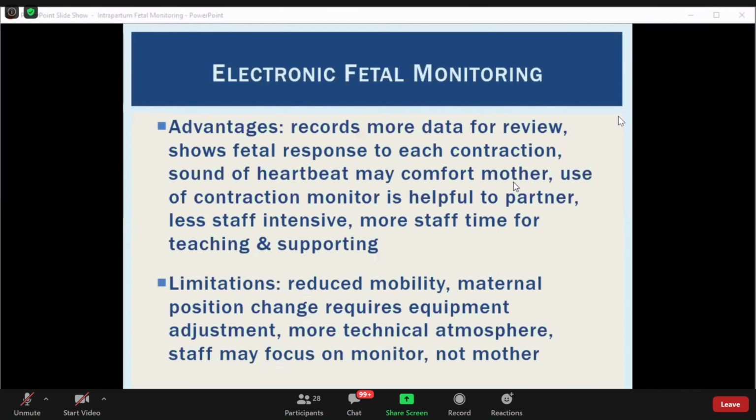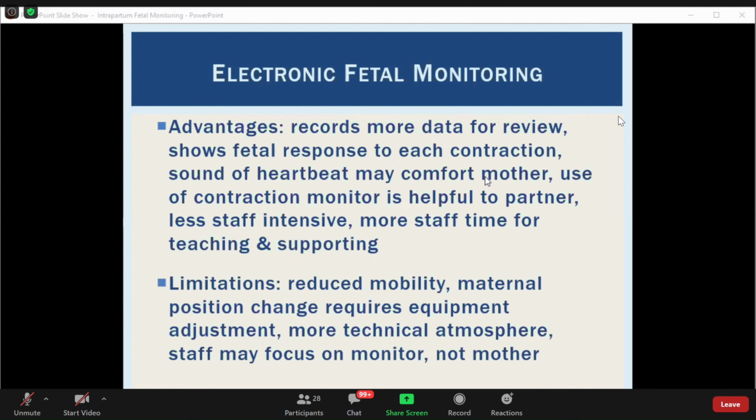All right, so back to talking about electronic monitoring. In comparison to palpation and auscultation, electronic monitoring gives us much more information. It lets us know how the fetus is responding to each contraction. There's an audio component to it, so hearing the fetal heart rate is often very comforting for the mom.